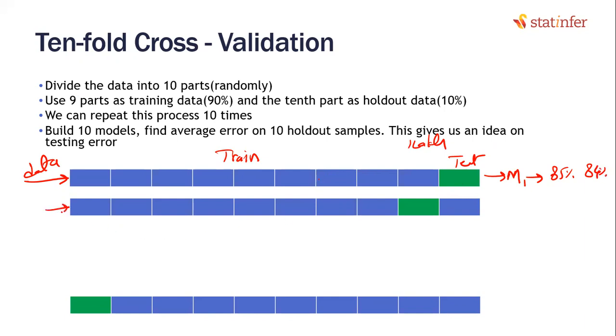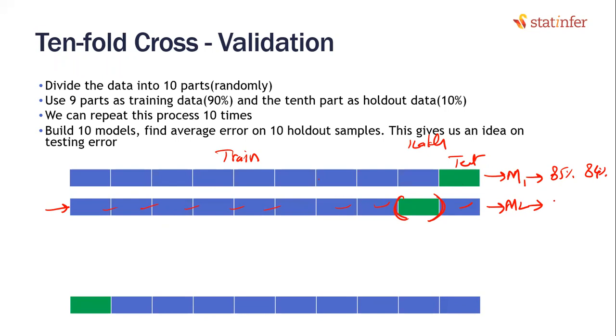Go to the second configuration. This time you take the first 8 parts and the last 1 part, which will be like 90% of the data. First 8 pieces, first 80%, plus last 10%. That will be your train data. Now change the test data to the 9th piece. This will be 10%. That is the test data. Build model M2. This is a different model. Fine tune it for this data.